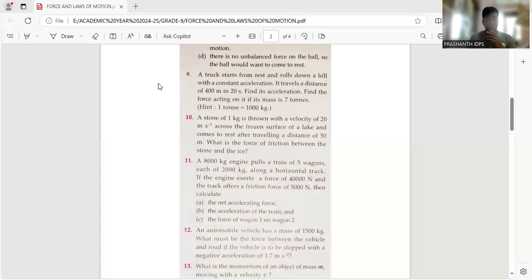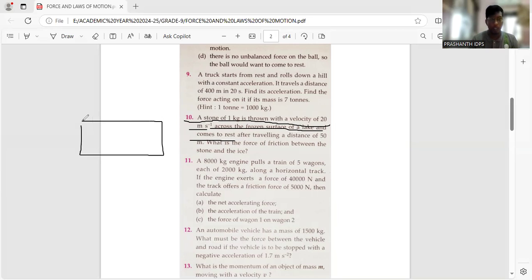So, let us discuss the next question. Question number 10. A stone of 1 kg is thrown with a velocity 20 meter per second across the frozen surface of a lake and comes to rest. As we all know, when the temperature decreases, water becomes cool, and if the temperature goes still lower, the water becomes ice. So here also, same thing.